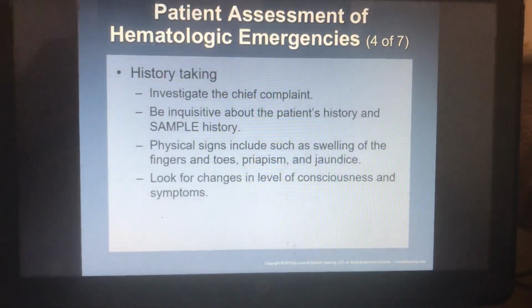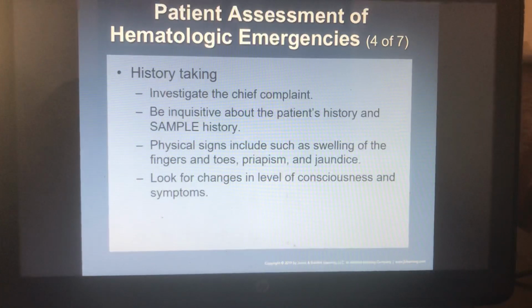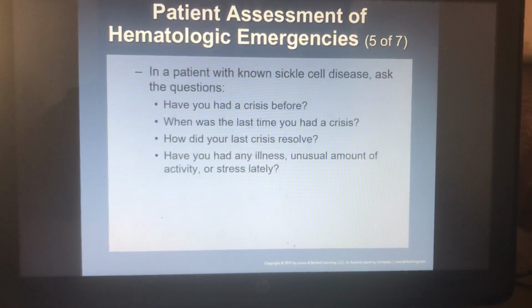History taking, again, that's probably where you're going to find out that they more than likely do have some sort of medical condition, whether it be the hemophilia or the sickle cell trait or the sickle cell disease, and they're in crisis. Some of the questions: have you had a crisis before? When was the last time you had a crisis? Because that might be important.